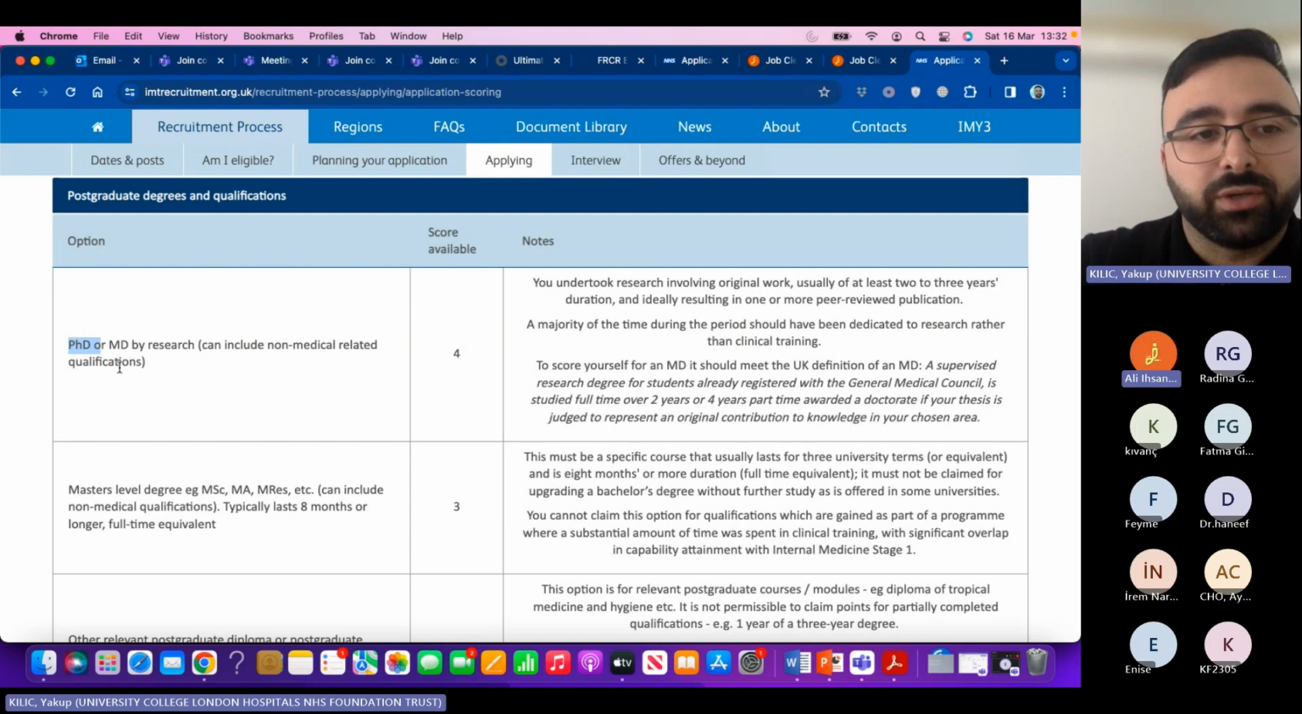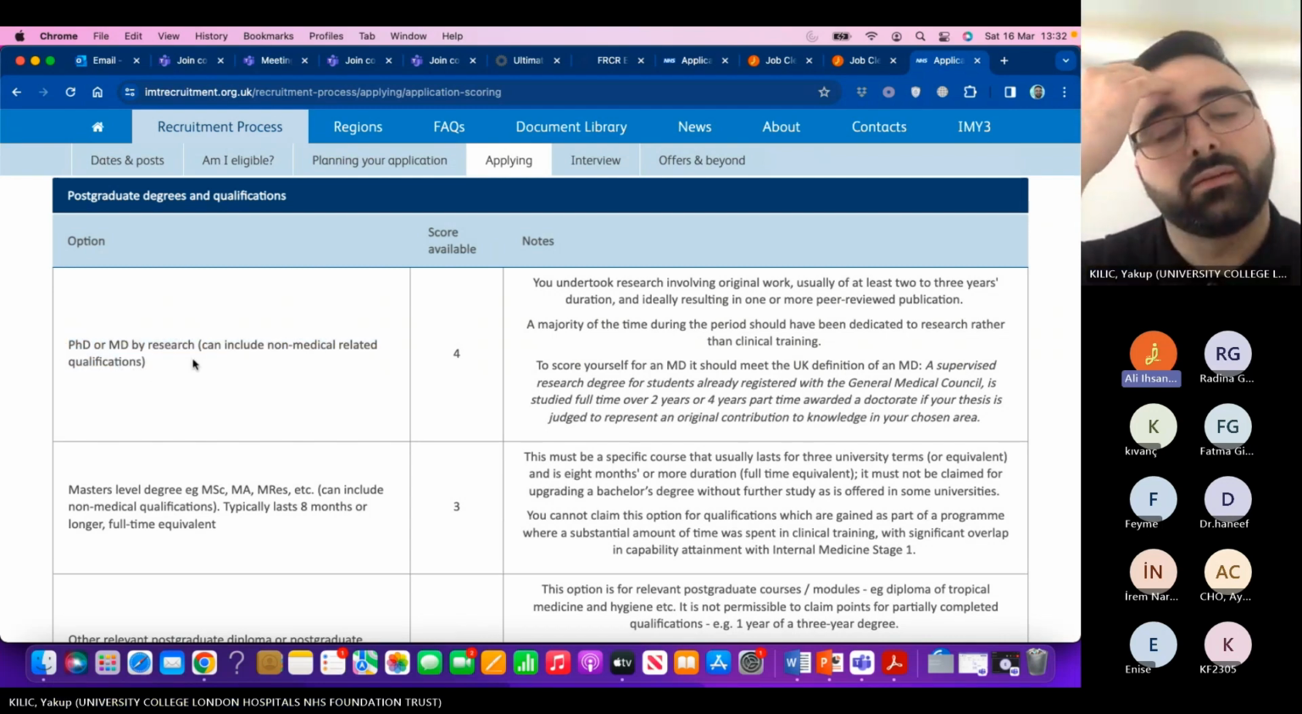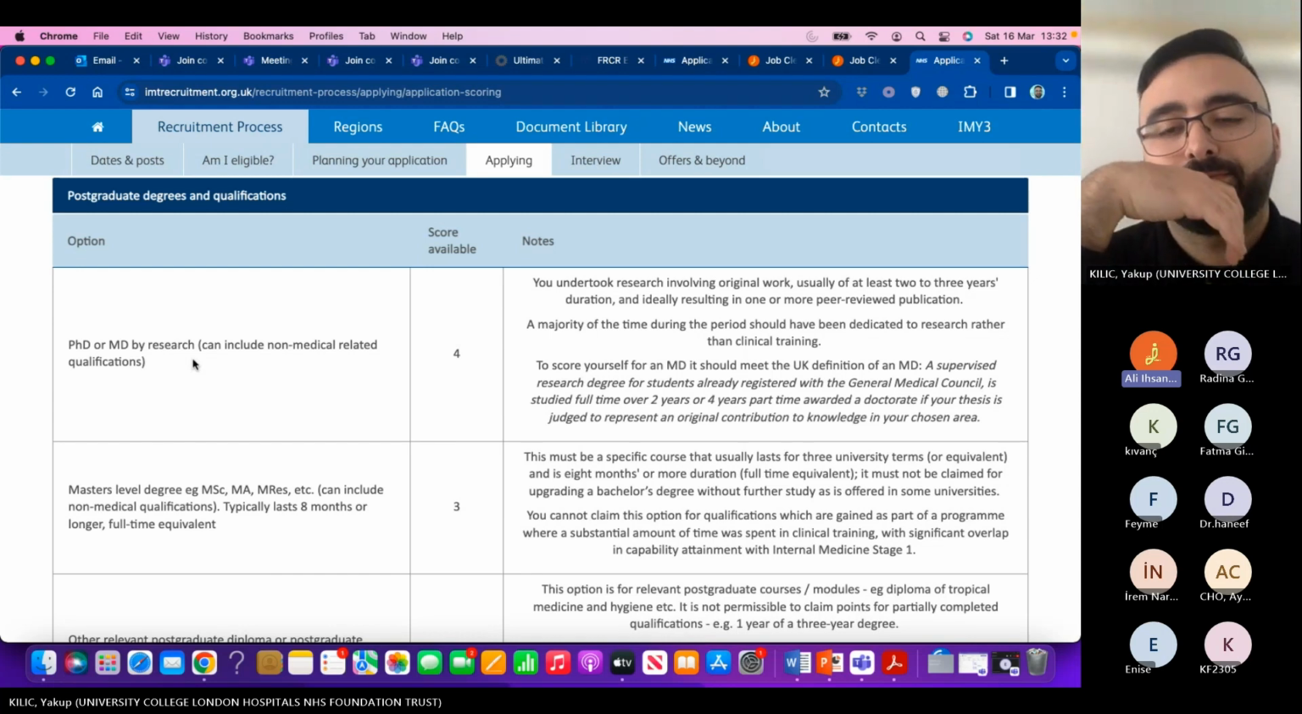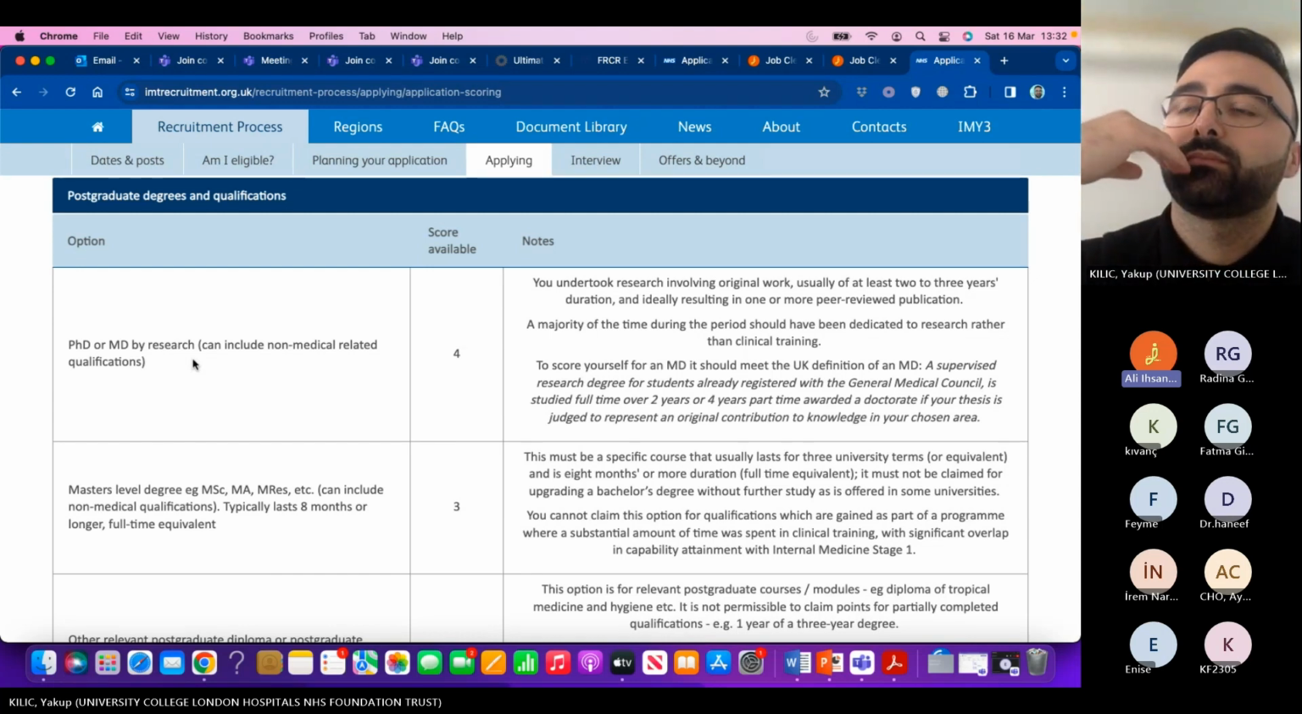Sorry, can I just ask a question before moving on to the next section? One of the participants asked, is there a time limit to take the MRCP Part 2 after taking the first one, or are they valid as long as we pass them?